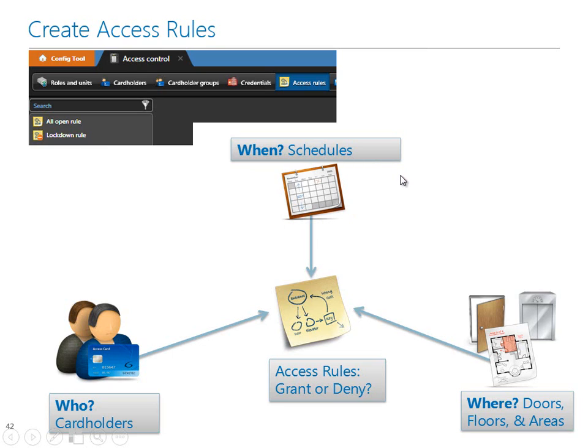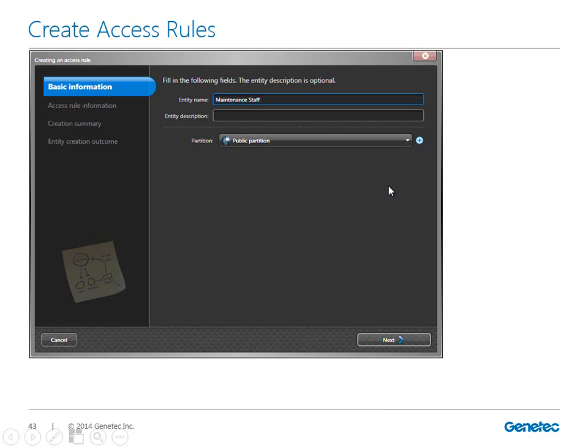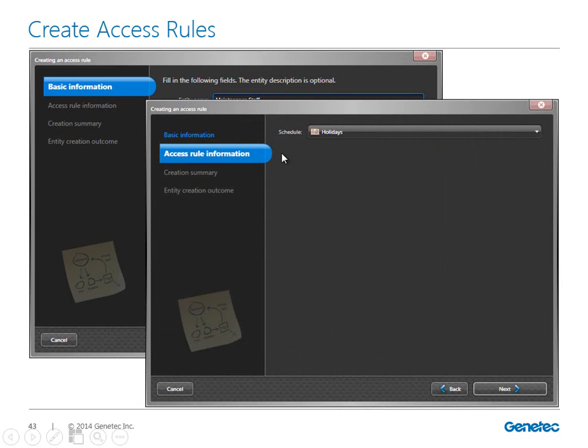Now let's take a look at our example and set up a rule for the maintenance staff. We just need to hit the Create button on the bottom, and it'll bring up the Creation pop-up window. Now, the first thing we need to do, of course, is give it a name, and we have to select the partition that it's going to be in. And after that, we need to pick the schedule for the access rule. Now, for our maintenance staff, we don't want them to be able to come into the building on holidays, but all other days are fine. So we're going to select the holiday schedule for now, and we're going to make a change to that in a second.